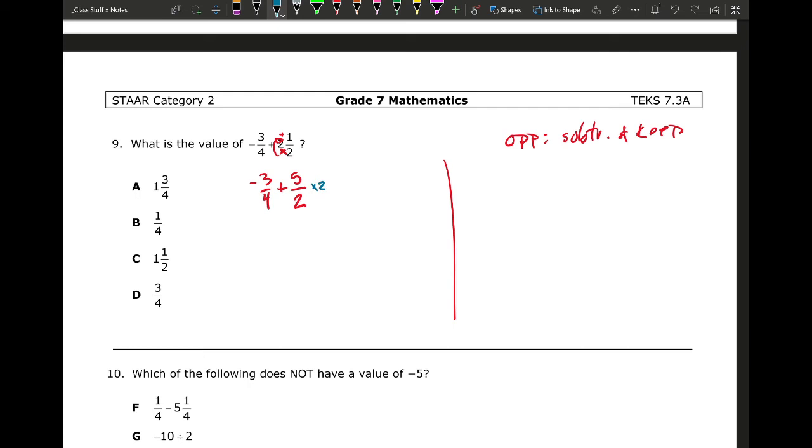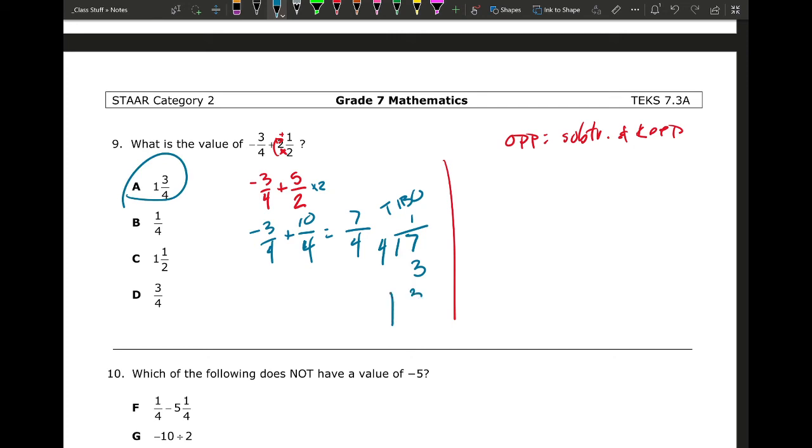I can multiply this whole thing by 2, and it will give me the denominator that I want. So my new fraction is going to be negative 3/4 plus 5 times 2 is 10, 2 times 2 is 4. Now we're going to subtract 10 minus 7. 10 minus 3 is 7. Denominator is 4. Now we got to change that back into a mixed number by doing TiVo. 7 goes inside, 4 goes outside. That goes in one time, and my remainder is 3. So my answer is going to be A, 1 and 3/4.